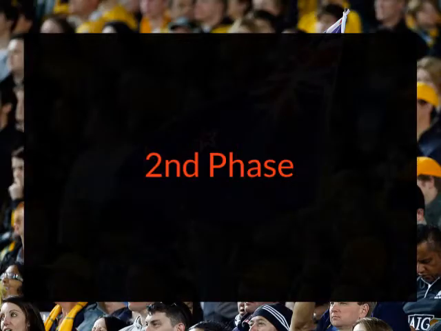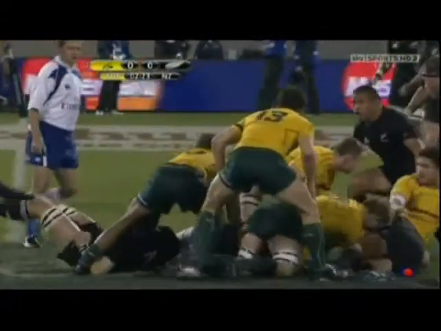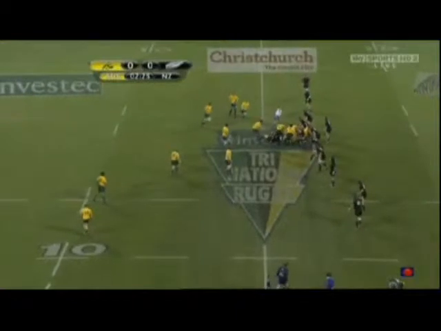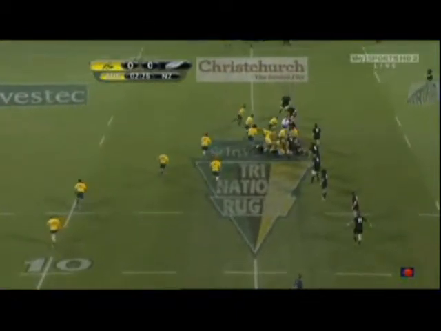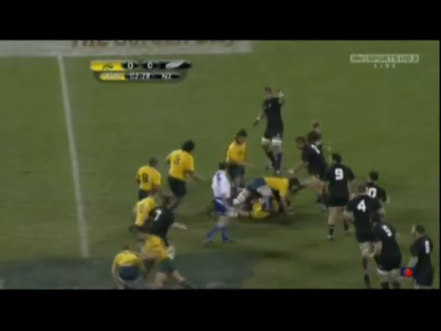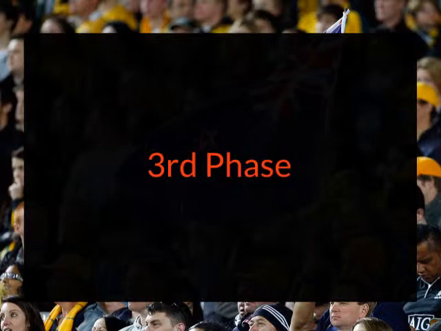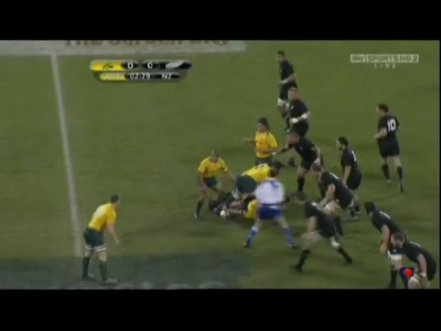Now let's have a look at the second phase, and Robinson as a one-out runner. His body height is too high, allows the All Blacks to get in, make a dominant tackle. The other thing is, as soon as he's hit, he goes to ground. Whereas if he could have stayed on his feet and the other players had driven him through, they would have made more ground.